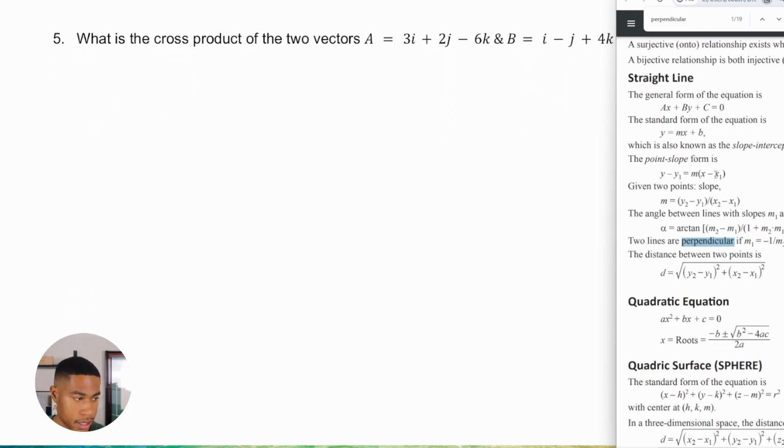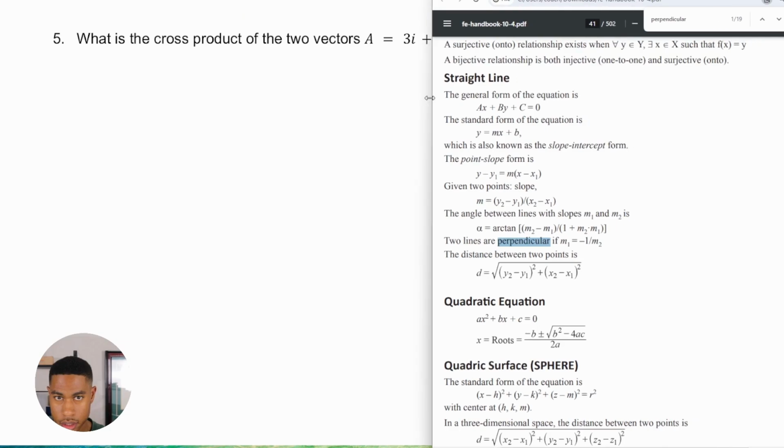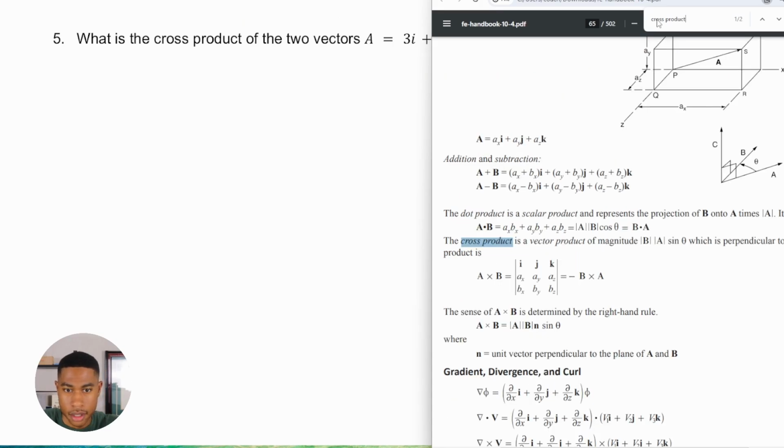All right, so this one says, what is the cross product of the two vectors? A is equal to 3i plus 2j minus 6k, and vector B, which is going to be equal to i minus j plus 4k. Okay. So how do we do cross product? Well, we just do a quick search in the handbook, cross product. Okay. And this is kind of what it looks like, but the handbook doesn't really help us a ton here. So you're just going to need to have remembered how to do cross product.